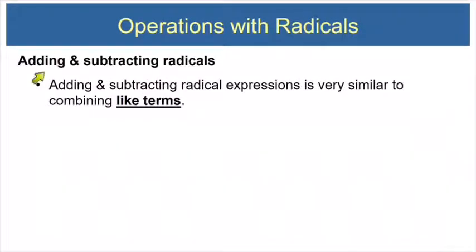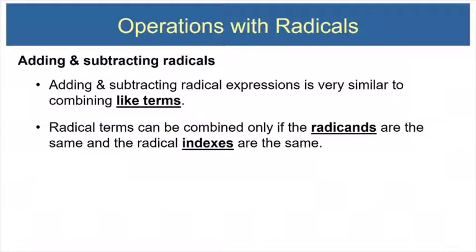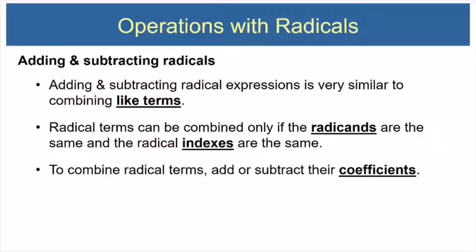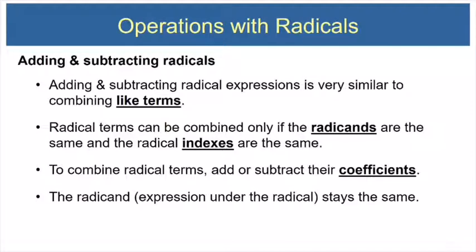Now we're going to move on and talk about how to add and subtract radicals. This is really simple to do. When you're adding and subtracting radical expressions, it's exactly the same as combining like terms. Radicals can be combined only if the radicands are the same and if the radical indexes are the same. Just the same as when we're combining like terms, we can only do it if the variables match and the powers on the variables match. This is the same idea. Radical terms can only be combined if the radicands are the same and the indexes are the same. And to combine radical terms, all we have to do is add or subtract their coefficients. Of course, after you add or subtract the coefficients, the radicand will stay the same.